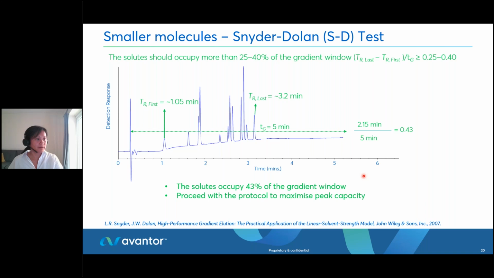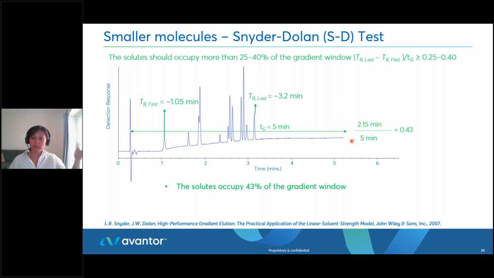So that's a good question. 25 to 40%. And you need to take this mathematical equation. This is where your solutes occupy your gradient time. For this sample, we define that by the last retained species at 3.2 minutes, subtract the first eluting species at 1.05 minutes, then take that value and divide it by the gradient time.